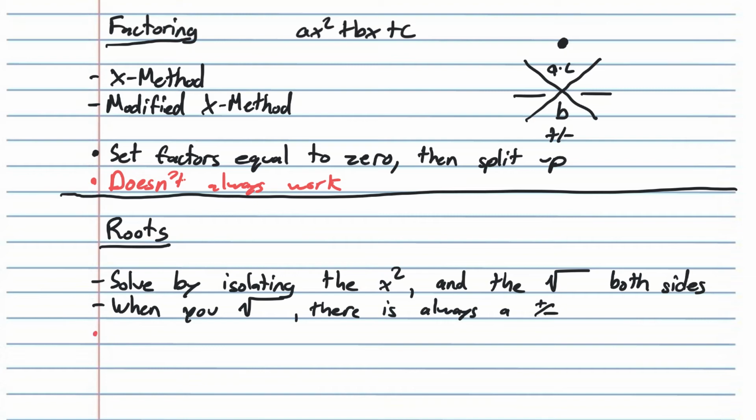This method does not always work. Okay. Typically, this method's good if there's no x term. Like if there's an x squared and a number, but there's no value with an x in it. Because usually the x is what's going to cause the issue if you're trying to solve by roots. Okay. So it doesn't always work.